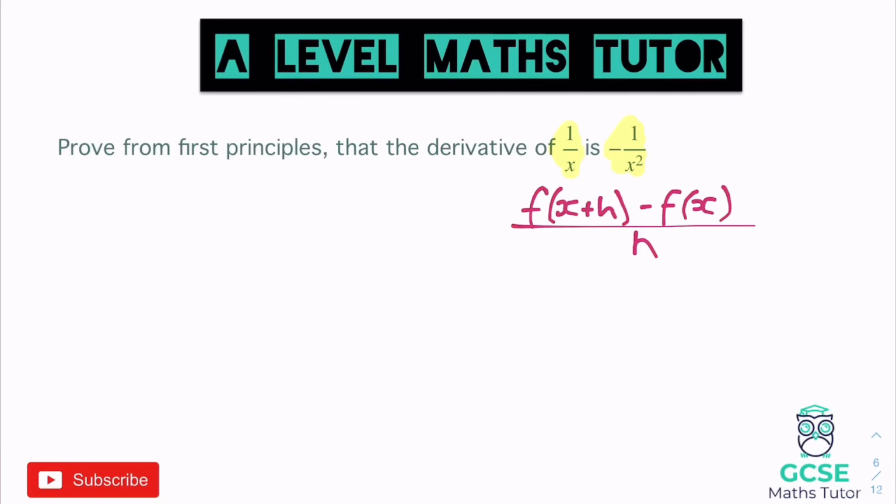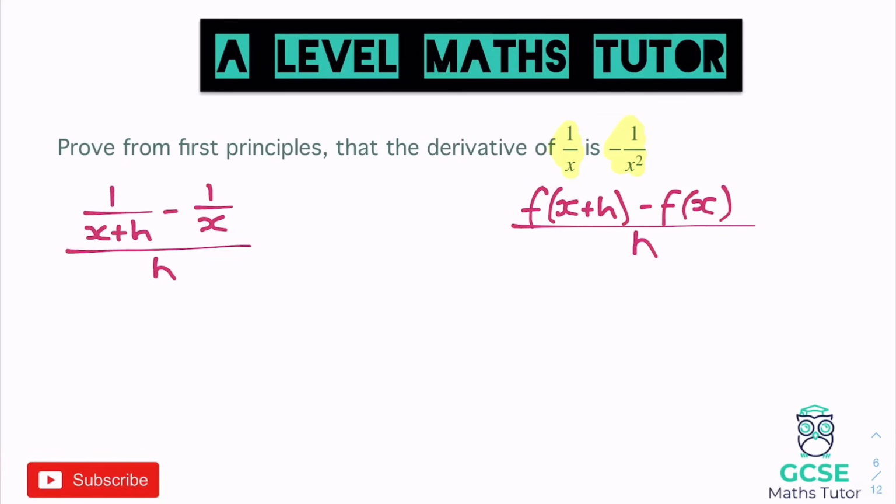So we'll put x plus h in place of x, so we have 1 over x plus h, take away the function of x, which is 1 over x, and that's all over h. Now again, you can see why this isn't very nice, because obviously we've got a fraction on top of a fraction. But in terms of those fractions on the top, we just need to sort those out and combine them together. So we can do that by making a common denominator.